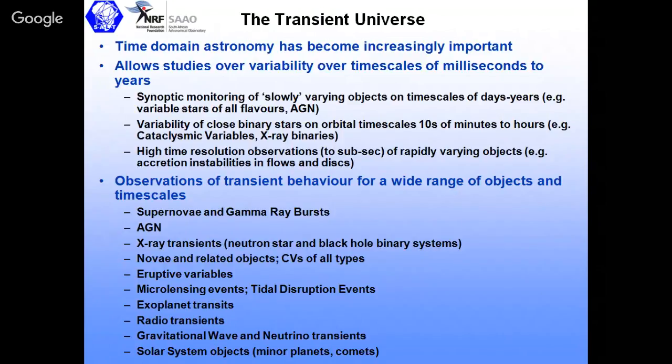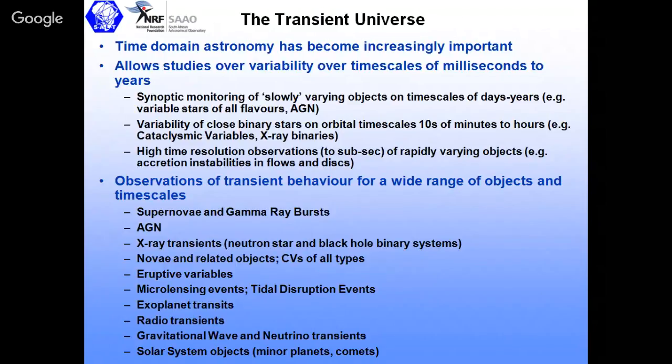Then, of course, there are events which are transient by the nature of geometry, like microlensing events, leading also into the discovery of black hole microlensing. Tidal disruption events in the nuclei of galaxies is also an interesting, fairly new field which is starting to be explored in this program. Of course, there's exoplanet transits. You could sort of consider them to be transient events sometimes, I suppose.